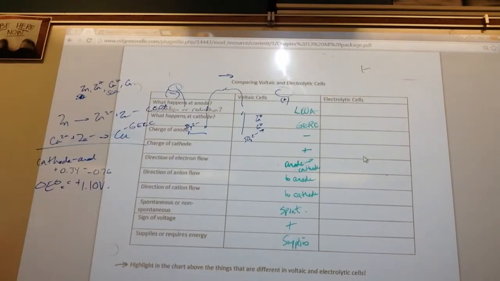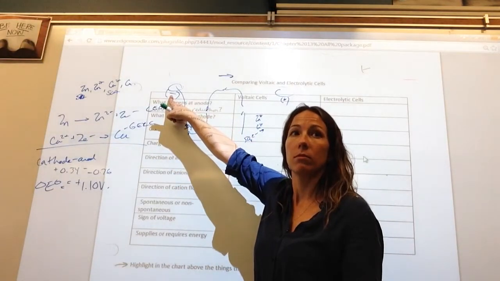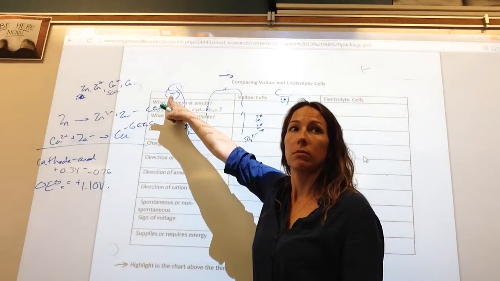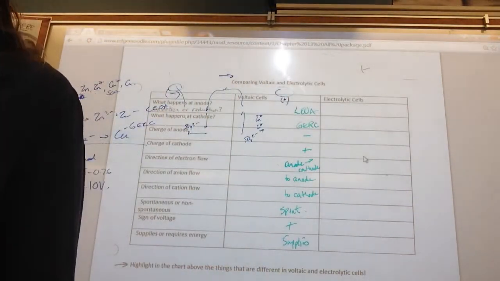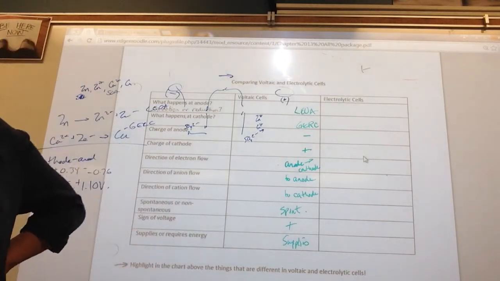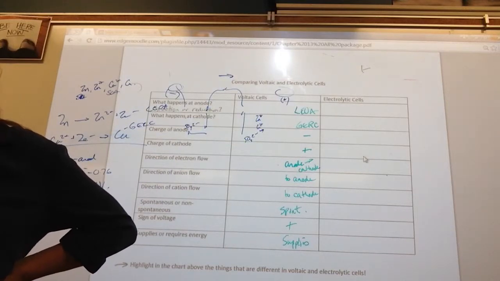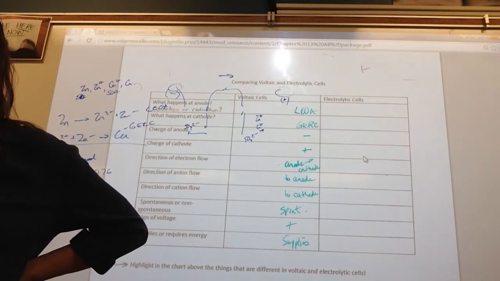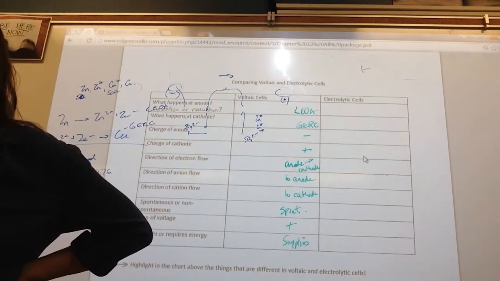Isn't the anode positive? Oh. I thought it was just an overall. Right. Anode is negative, cathode is positive for voltaic cells. Just trust me. I'll talk about it in detail after the video's over.